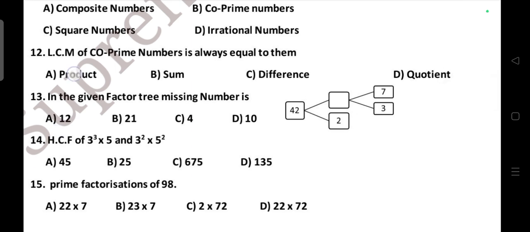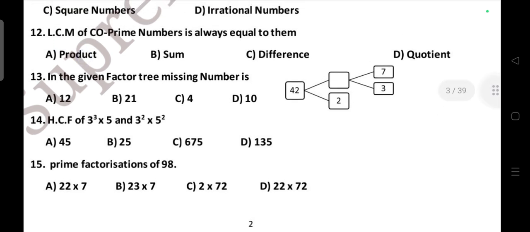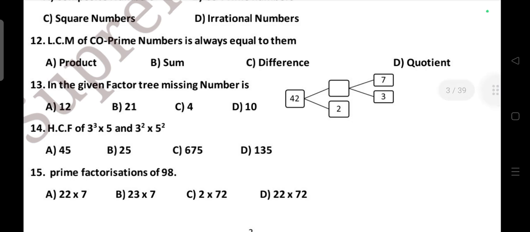Multiple choice questions. In the given factor tree, 3 missing numbers are there. That missing number is... Next one, the answer is 21 for that. Question number 14, HCF of 3 cube into 5 and 3 square into 5 square is, then the prime factorization of 98. These types of questions they'll ask.